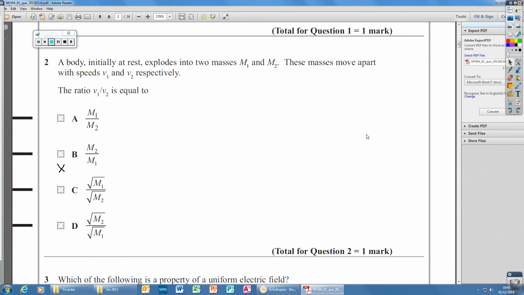So this is a bit of a cheat here, isn't it? Because I've given you these questions for a test on electricity and magnetism. This is momentum, but hey, I'm sure you'll cope.